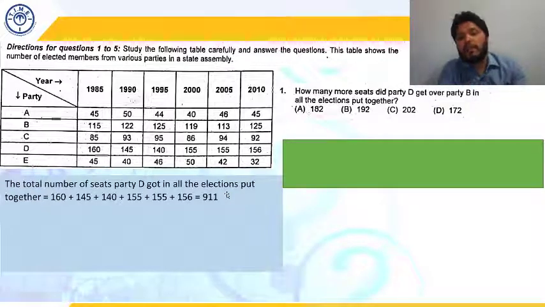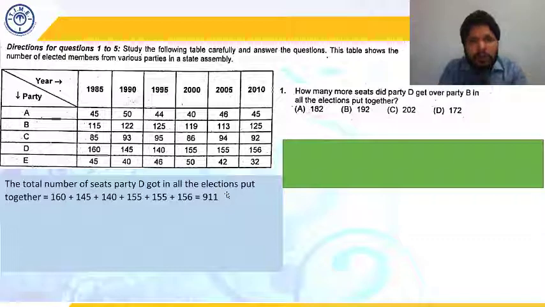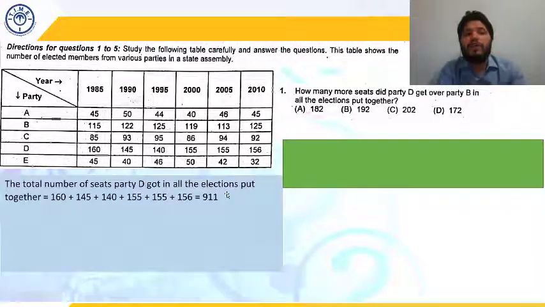And in how many years was it greater than 150? For 4 years it is greater than 150. Which 4 years? 1985, 2000, 2005, 2010. And how much more? In 2 years it is 155, 155. In one year it is 156, and in one year it is 160. So how much more? 5 plus 5 is 10, 10 plus 6 is 16, and 16 plus 10 is 26.